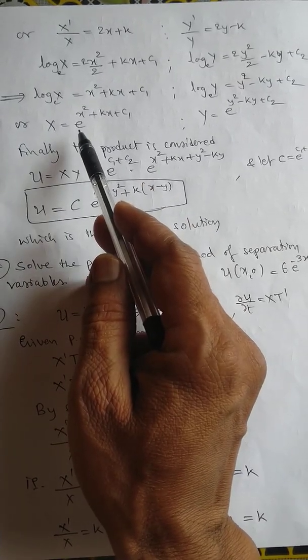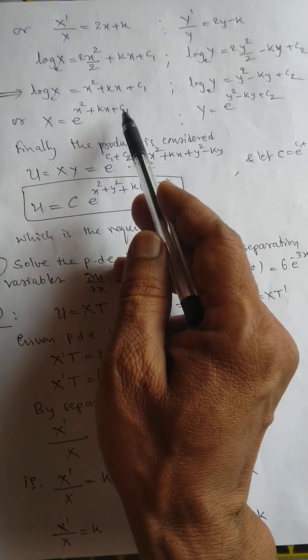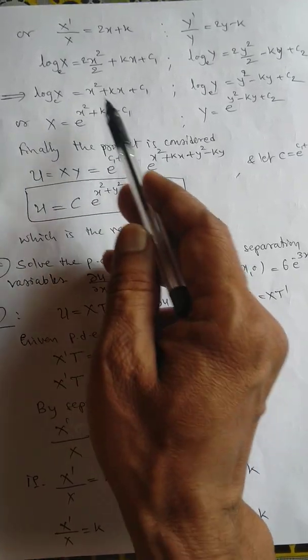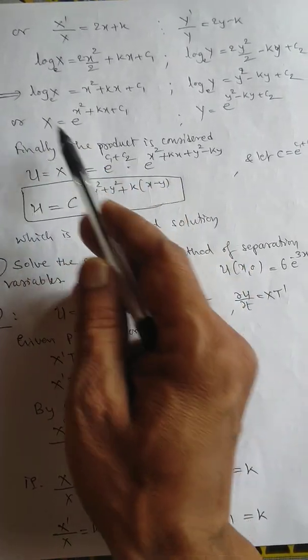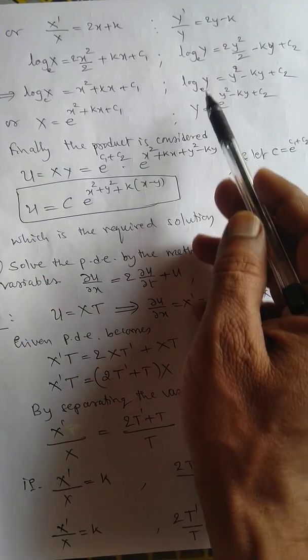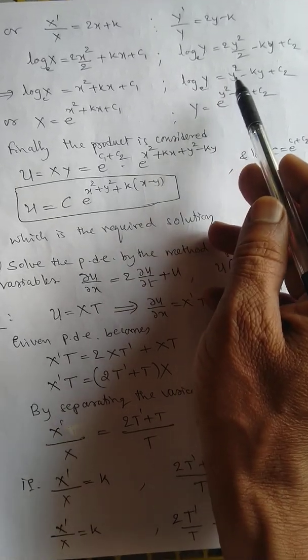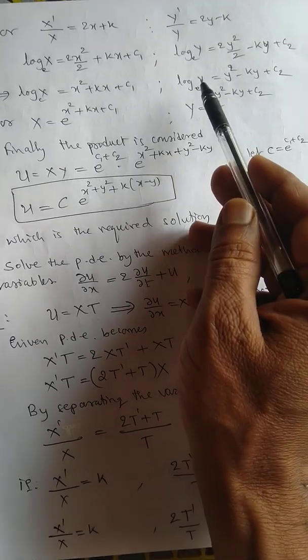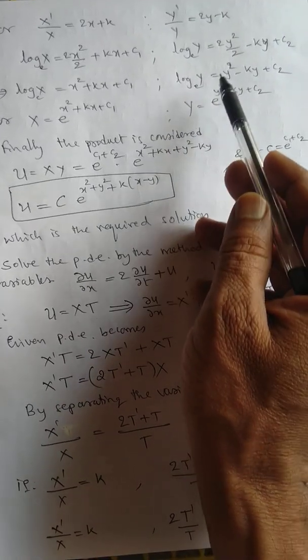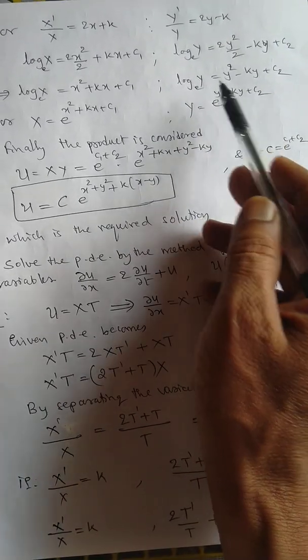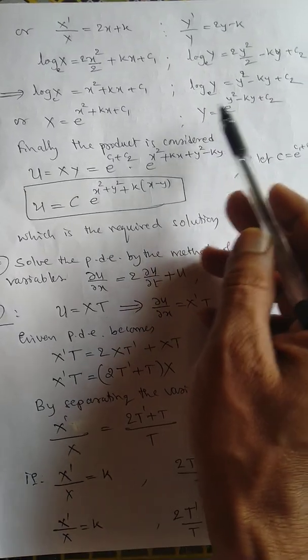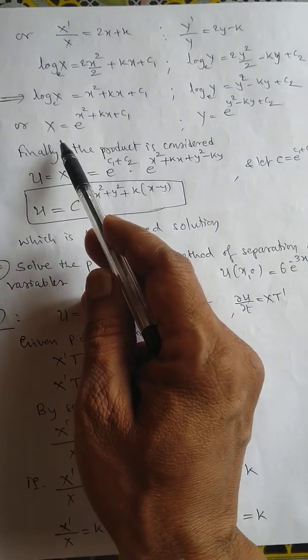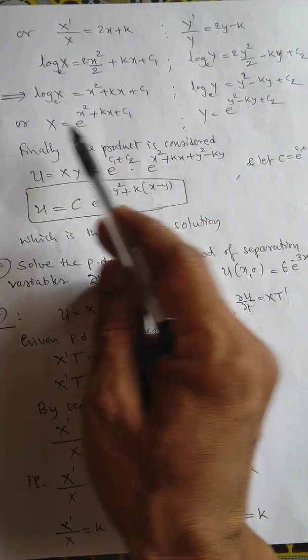x is equal to e raised to x square plus kx plus c1. This is from previous knowledge. Similarly log y to the base e is equal to y square minus ky plus c2, so y is equal to e to the power y square minus ky plus c2, by simple transformation from elementary mathematics. So this is how we solve for x and y.